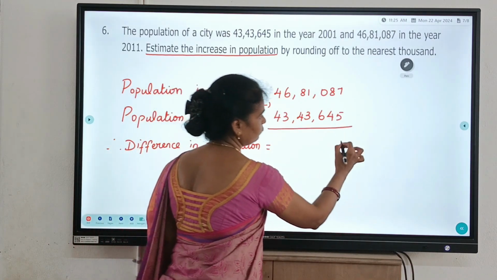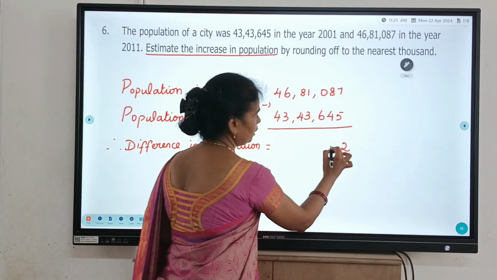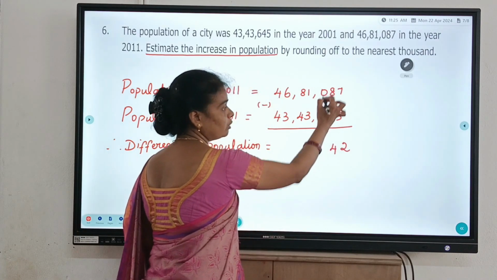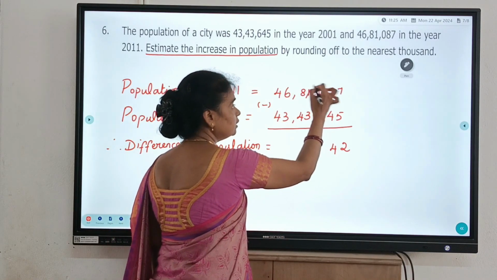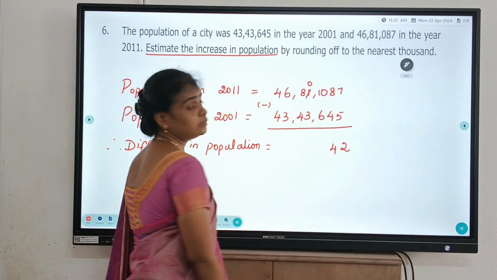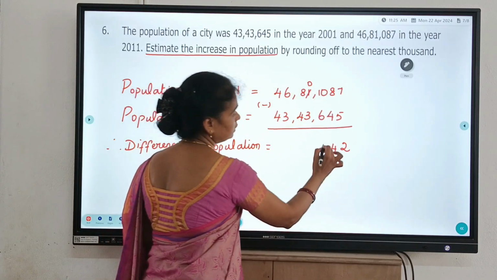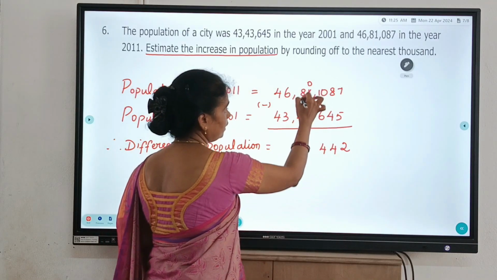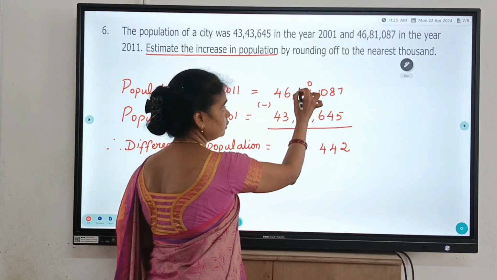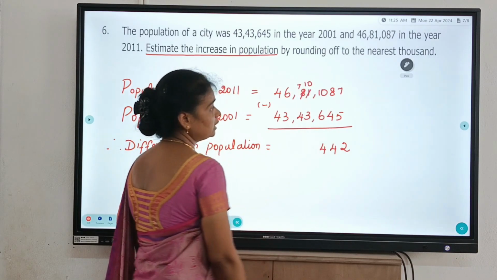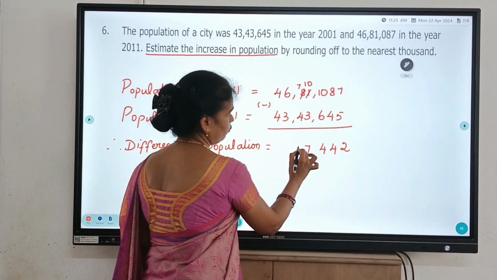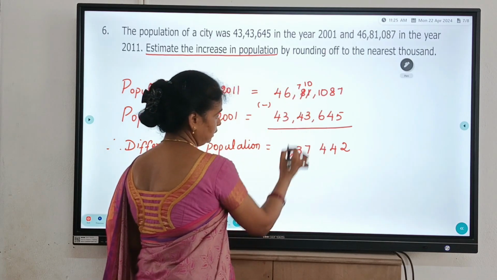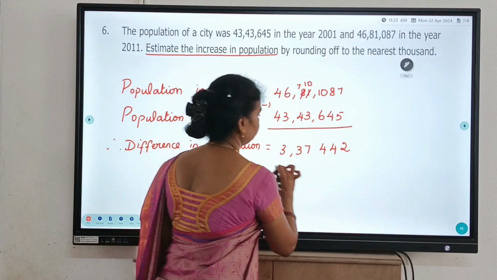So 7 minus 5 is 2. 8 minus 4 is 4. Here from 0 you can't take away 6. So you are borrowing from the next. So this becomes 0 and this becomes 10. So 10 minus 6 is 4. And here again you can't take away 3 from 0. So you are borrowing from the next number. 10 minus 3 is 7. 7 minus 4 is 3. 6 minus 3 is 3.